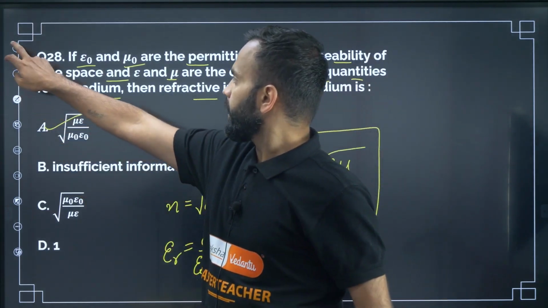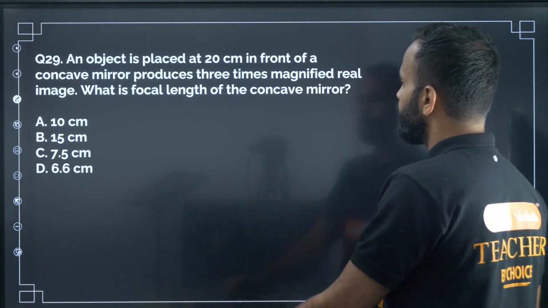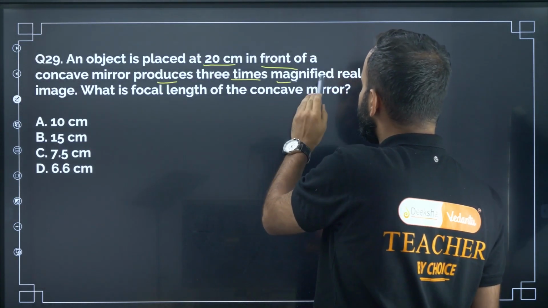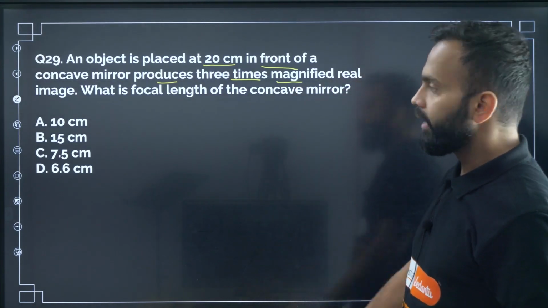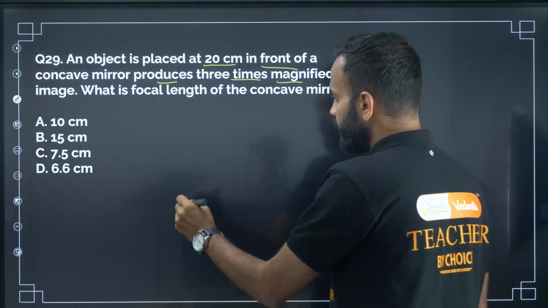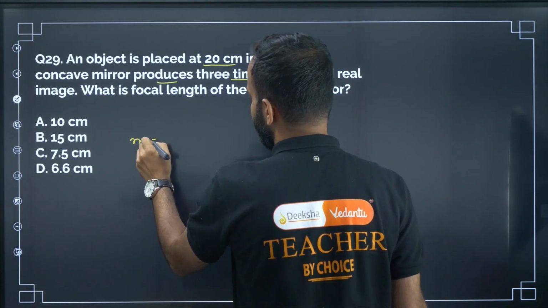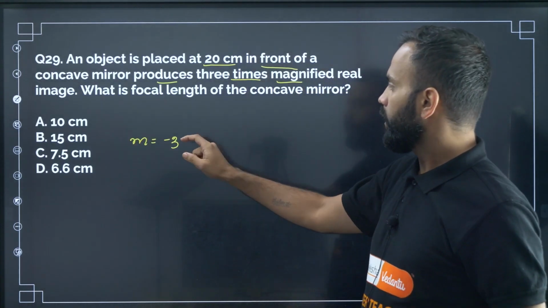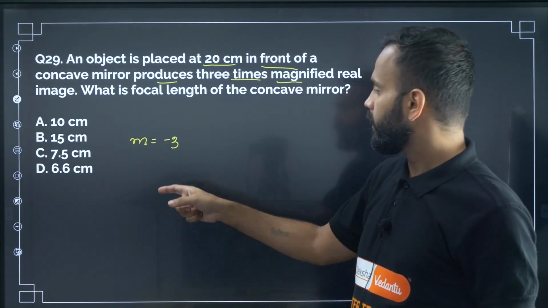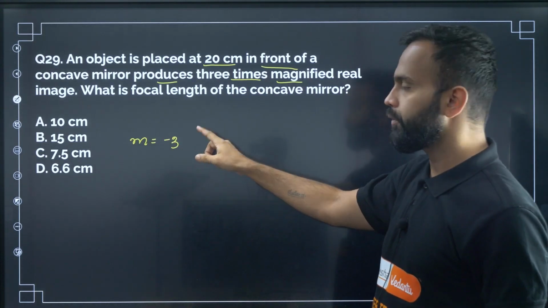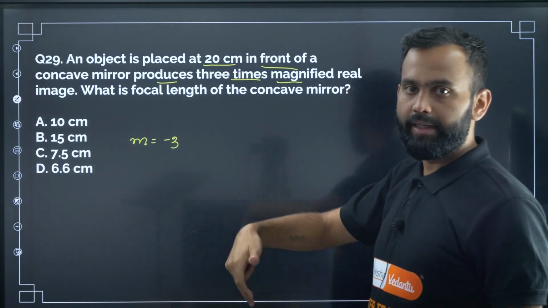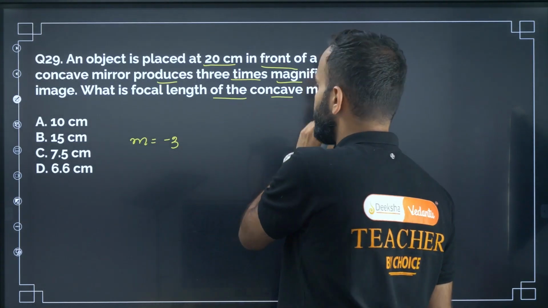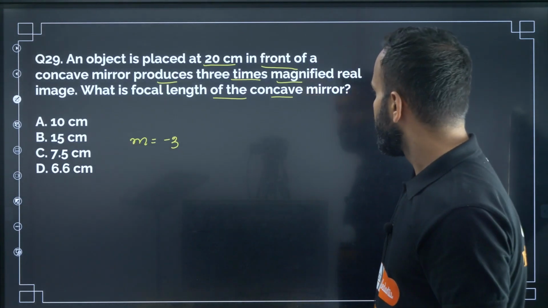Okay, the next question, question number 29. An object is placed at 20 centimeter in front of a concave mirror, produces 3 times magnified real image, right? So m equal to minus 3. The concave mirror is used, we are getting magnified real image, so m equal to minus 3. Negative sign indicates the image is real and it is inverted, right? What is the focal length of the concave mirror?